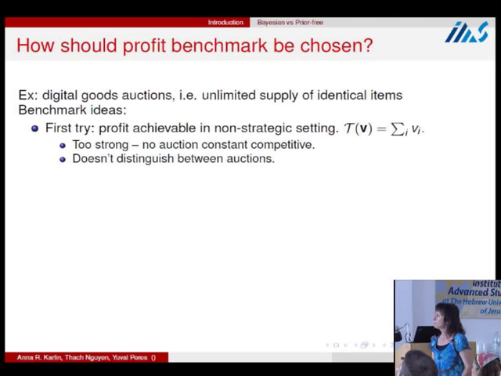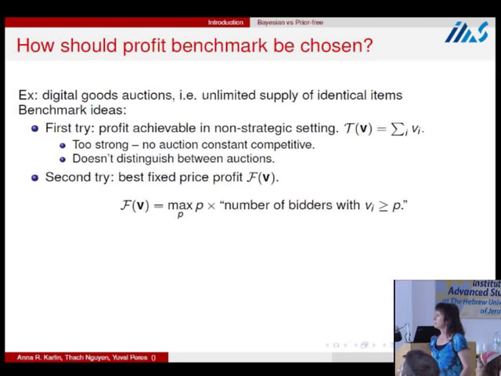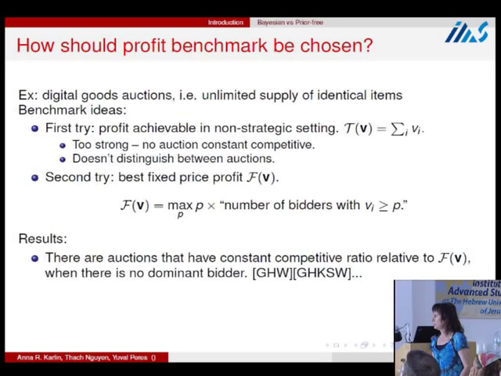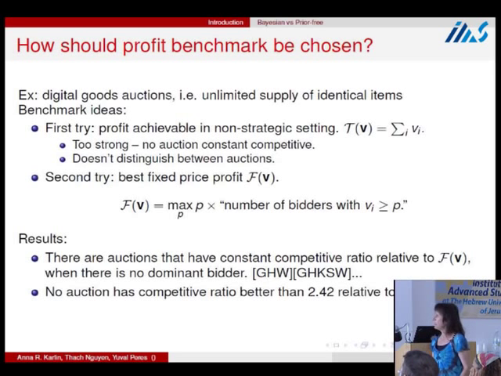And the second try, which basically worked, was to set your profit benchmark to be the best fixed price profit. So meaning you fix a price, you sell to all bidders who are willing to accept that price, namely all bidders whose value is above that price, and you choose the price to maximize your profit. And there are old papers that show that there are auctions that have constant competitive ratio relative to this, as long as there's no dominant bidder, and there are lower bounds, and it's all very nice.